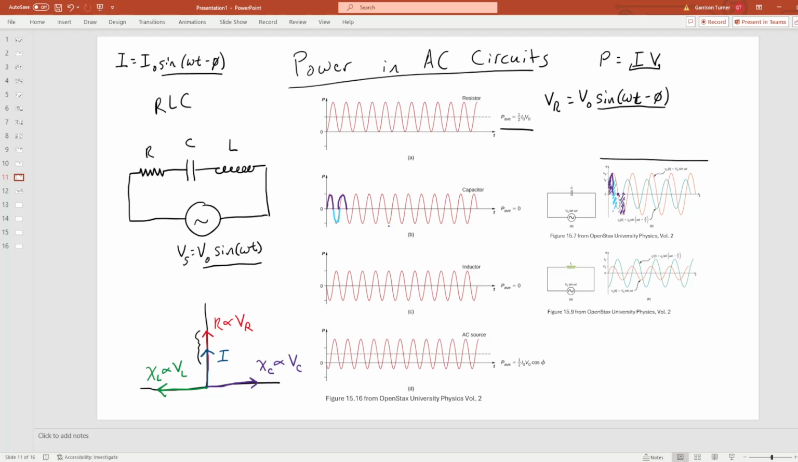And then the same thing is going to hold true for the inductor, okay? But what about the power source? Okay, so what about my AC source? So let's take a look here. So my current through the circuit is I naught sine omega t minus phi. And my voltage of my source is V naught sine omega t, right?